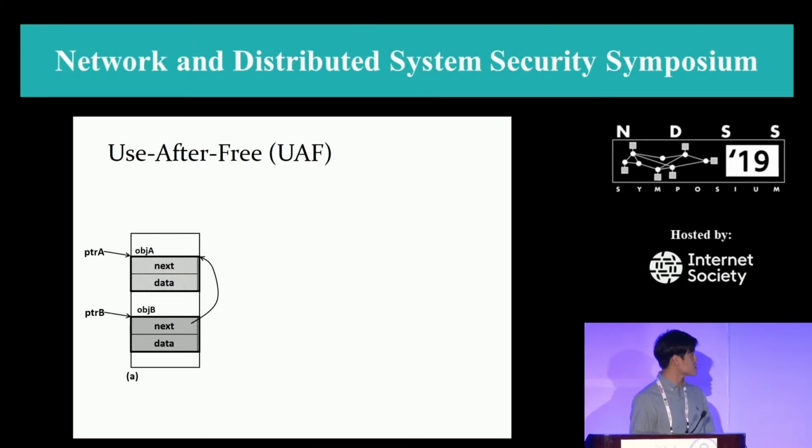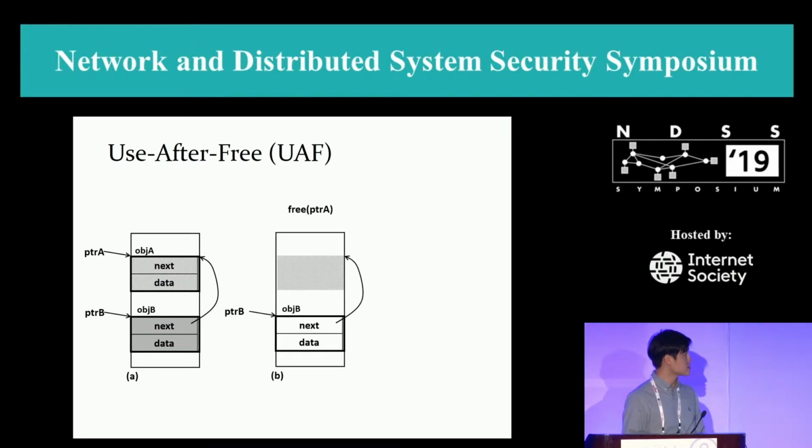First, in this figure, object B's next pointer is pointing to object A, and next object A is freed, but the pointers do not change, so object B's next pointer still points to the same location. Here, object B's next pointer is referred to as the dangling pointer because object A is freed, but object B's next pointer still holds the address of object A.